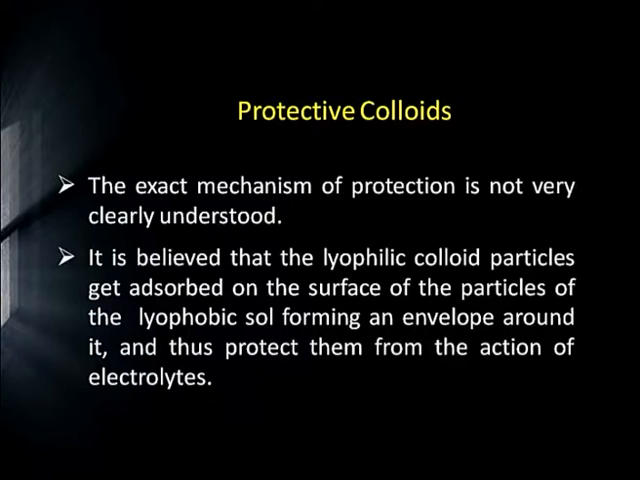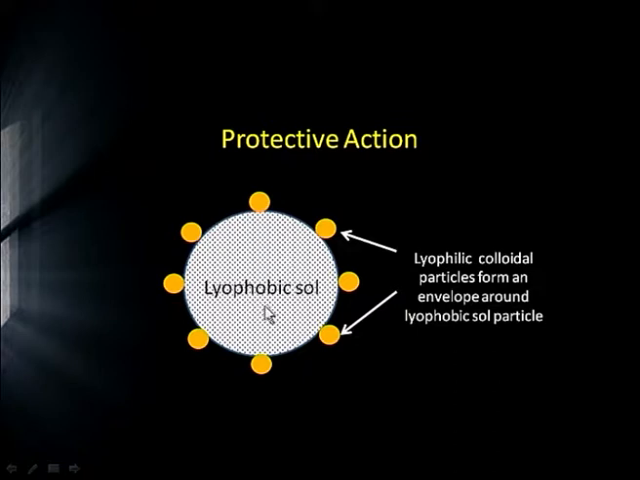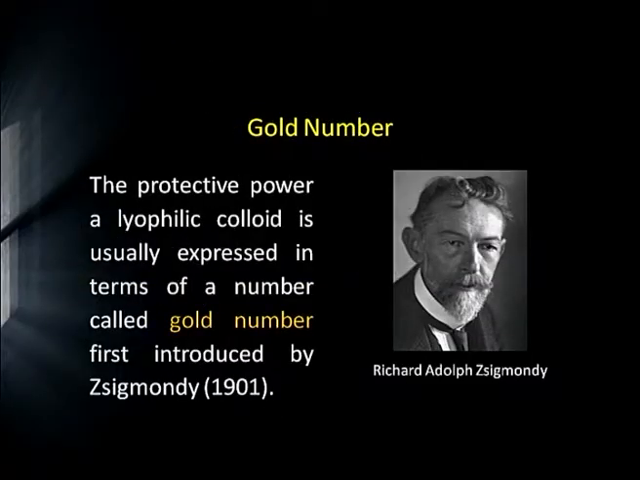get adsorbed on the surface of the particles of the lyophobic sol, forming an envelope around it and thus protect them from the action of the electrolyte, as can be seen in this figure. You have a large particle of lyophobic sol. The lyophilic sol that is added to the system gets adsorbed onto the surface, thereby preventing the attack by the electrolytes, which prevents the lyophobic colloidal particles from coming into contact with each other, thereby preventing the particle growth and hence preventing coagulation.